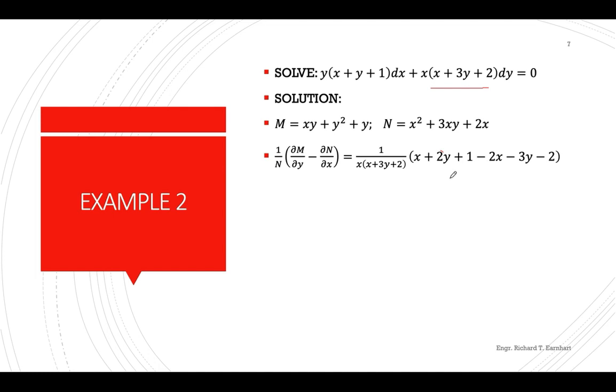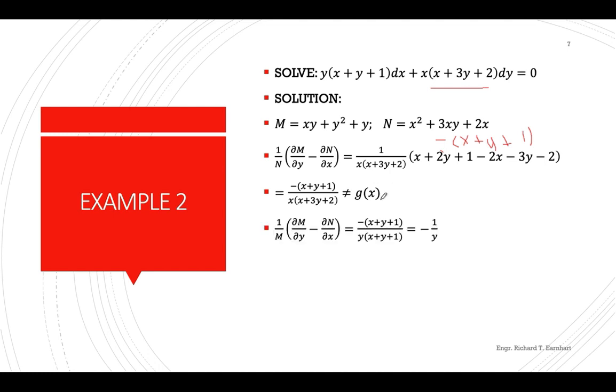And we can simplify this as negative of x plus y plus 1. Okay, and then as you can see, we cannot simplify it into a function of x alone. Therefore, we can proceed to theorem number 2.